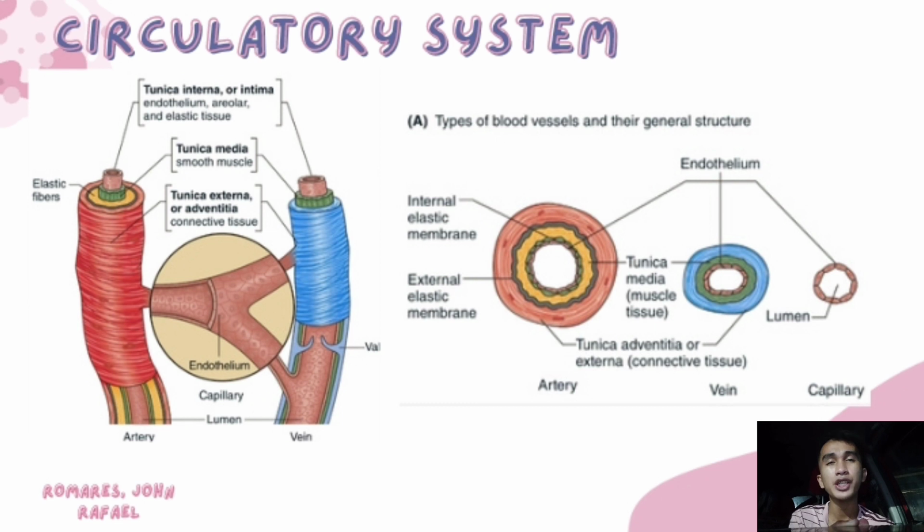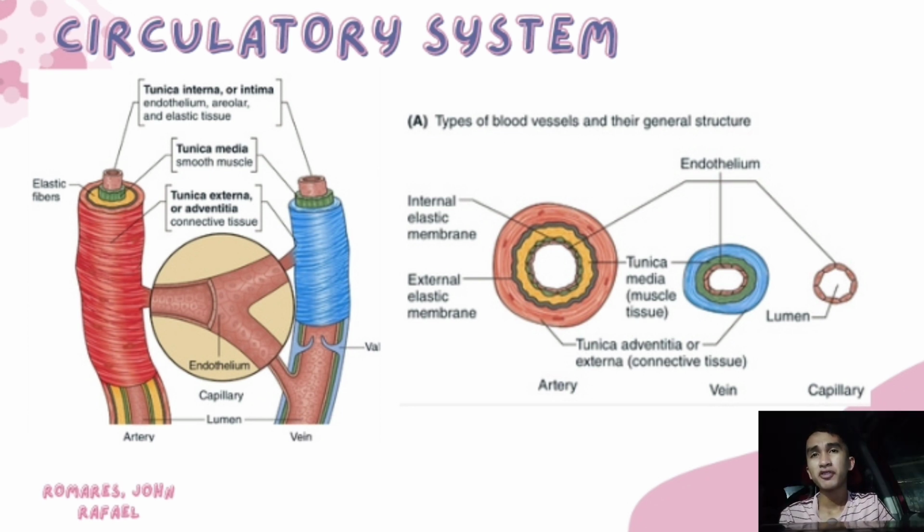We can see in the pictures that the right side is the vein and the left side is the artery. The artery has elastic fibers but the vein has no elastic fibers. Then the vein has valves but the artery has no valves. In the middle is the endothelium. They both have tunica interna or intima, tunica media smooth muscle, and tunica externa or adventitia connective tissue.